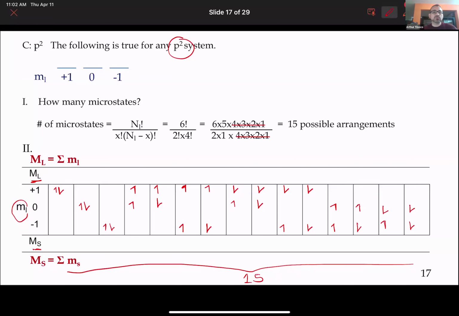All right, but what else can we do with this information? Well, as I already mentioned to you, we can actually calculate the m sub L and the m sub S, okay?